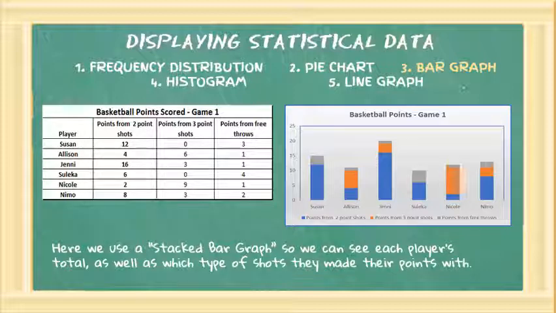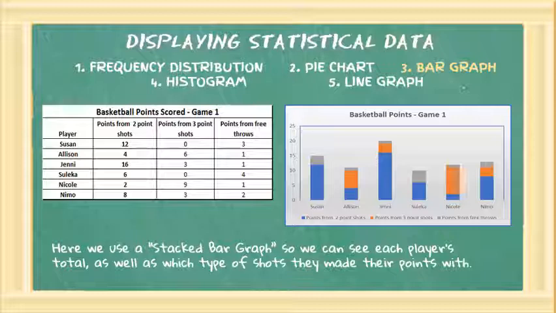Another one is the bar graph, and on the left we have basketball points scored in game 1. All right, and now this is a stacked bar graph, so each person on the graph here has blue, orange, and gray. And the blue is going to represent their 2-point shots. Orange is how many 3-pointers they made, and the gray is going to be free throws.